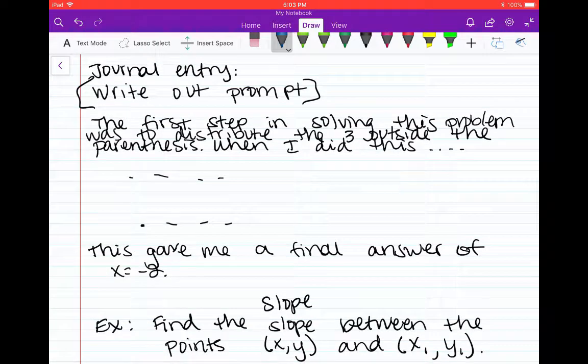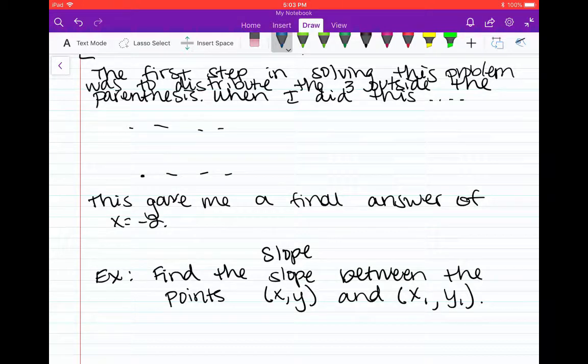So for the journal entry, you need to go ahead and write out the prompt. And I just kind of started a journal entry here. The first step in solving this problem was to distribute the 3 outside the parentheses. When I did this, ... finish that statement and go on. And this gave me a final answer of x equals -2.